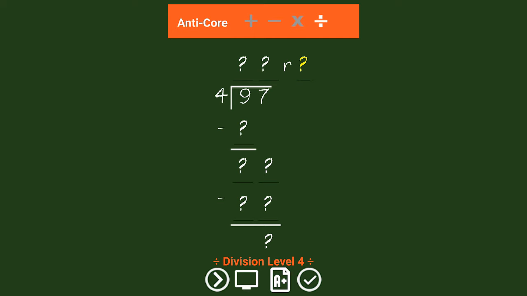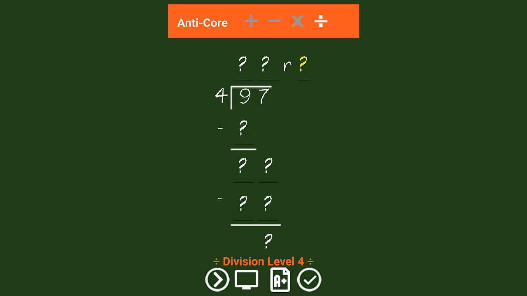Now on the app. Division level 4 shows the two numbers we are dividing and has areas to enter the answer and remainder. It also has areas to enter the multiplication and subtraction to work the problem. Here we have 97 divided by 4.